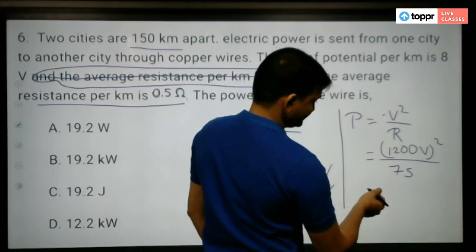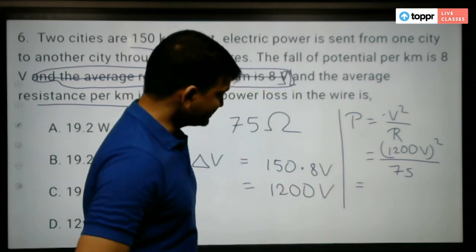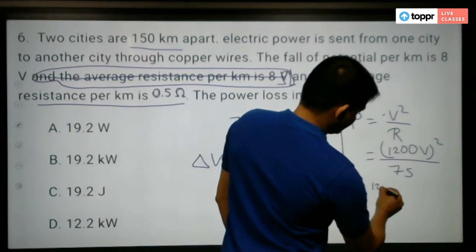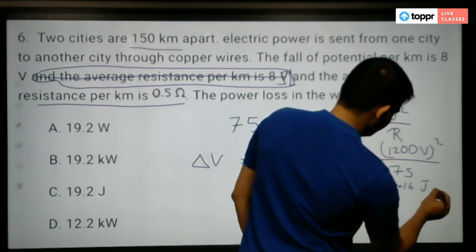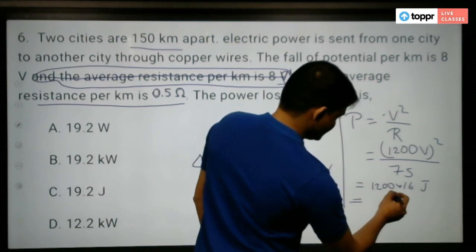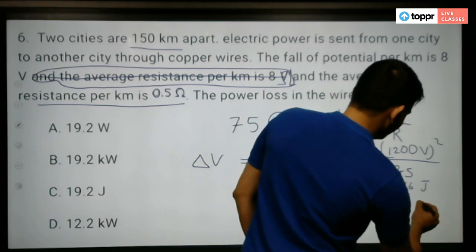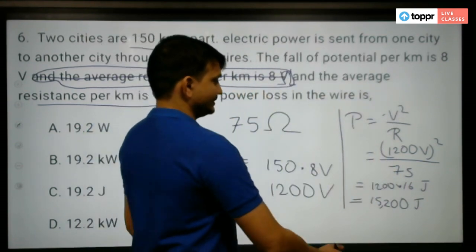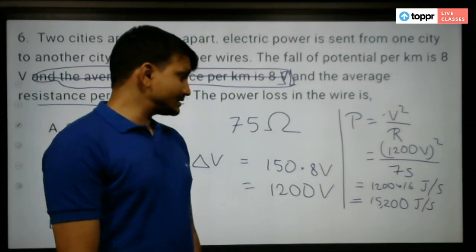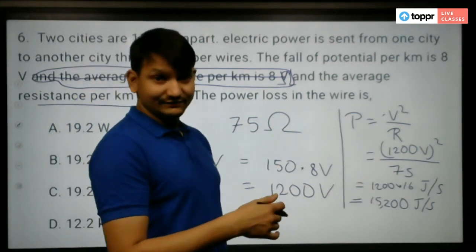we would be getting, this is around 1200 into 16 joule. That would be 15,200 joule. Sorry, this is joule per second. That is 15,200 watts of power is being wasted in this line.